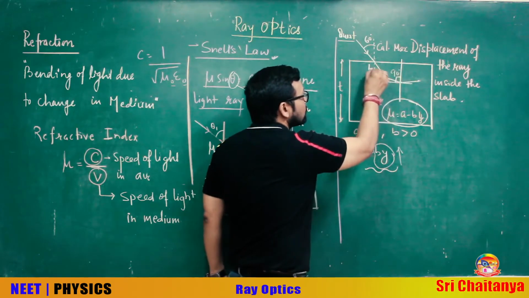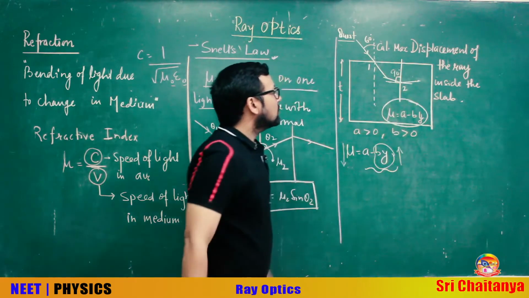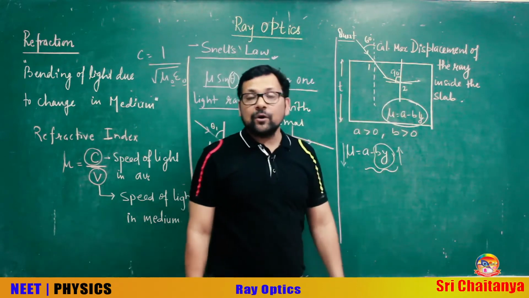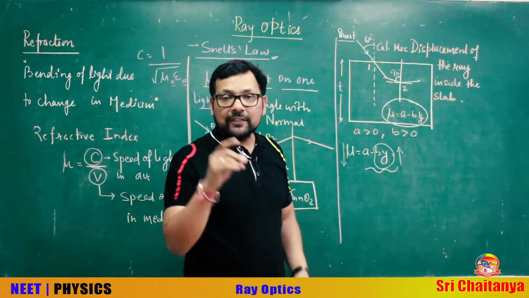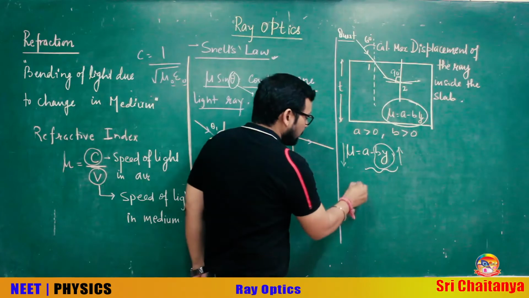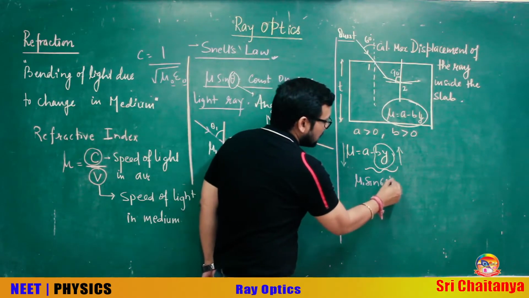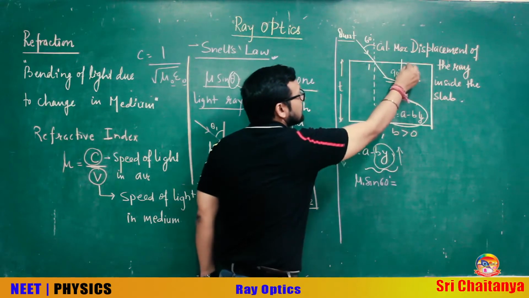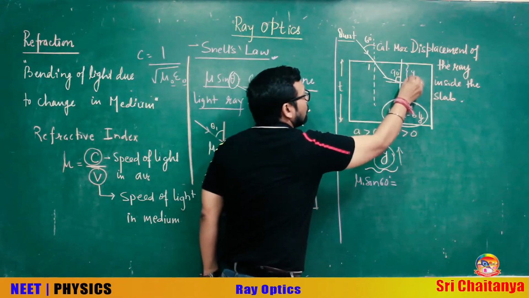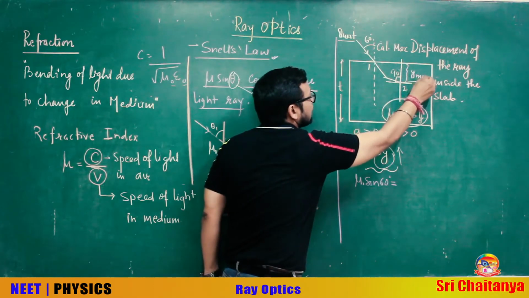Now say this point is 1 and this point is 2. These 2 points lie on the same ray. Then we can use Snell's law as mu1 sine 60 degrees is equal to mu2. Let's say this displacement is y max inside the slab.